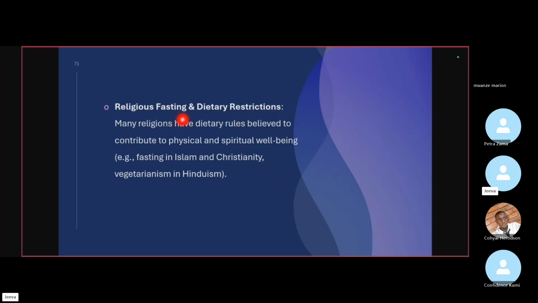Some believe that if they not only pray, but also fast for their God, they get release from sickness. Many religions have dietary rules believed to contribute to physical and spiritual well-being. For example, fasting in Islam and Christianity, and vegetarianism in Hinduism. All this can lead them to have proper health. This is what the different beliefs they follow. Okay.